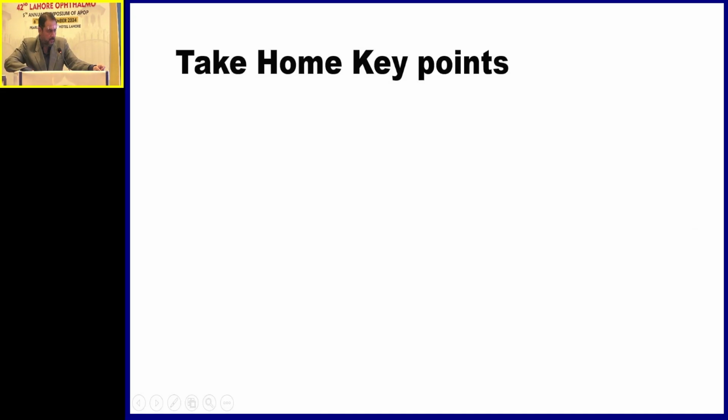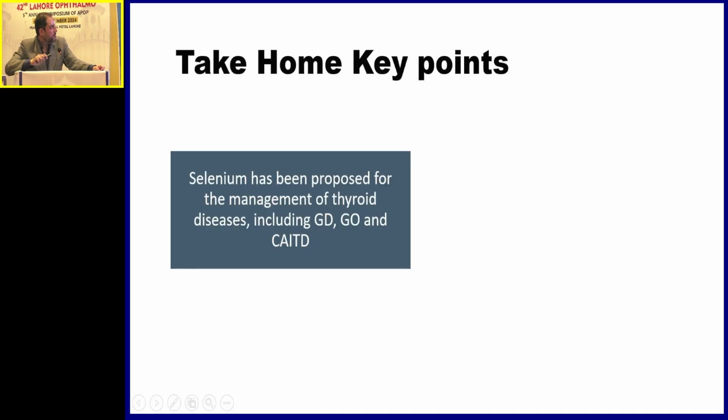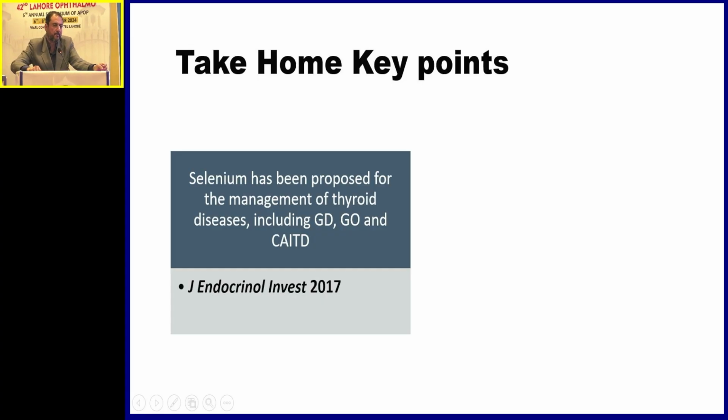Last slide. Selenium has been proposed for the management of thyroid disease, including Graves' disease, Graves' ophthalmopathy, and chronic autoimmune thyroid disease. I have kept this study because, apart from TRAB antibodies in Graves' disease, selenium actually works in Hashimoto's thyroiditis in decreasing the antibodies, which leads to either cessation or reduction in levothyroxine replacement.